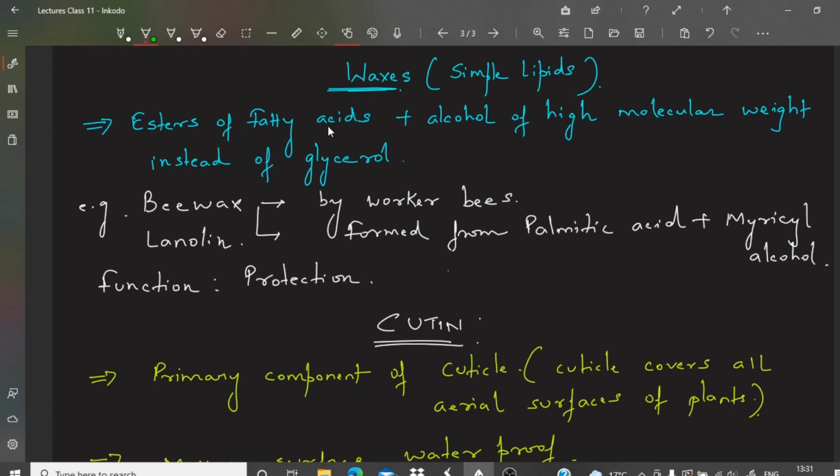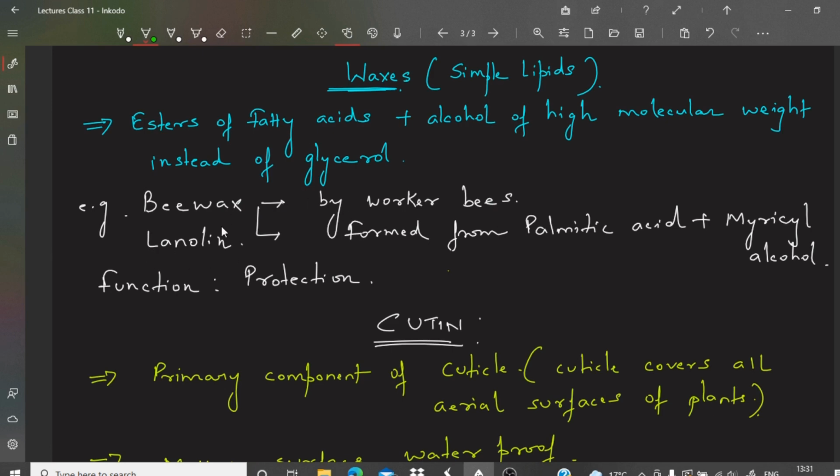Waxes are the esters of fatty acids plus an alcohol of higher molecular weight instead of glycerol. In the previous topic we saw that glycerol was a major component, but here there will be an alcohol that will not be glycerol, that will be an alcohol of high molecular weight instead of glycerol. Okay, so two examples that we'll be covering in this video are beeswax and lanolin.